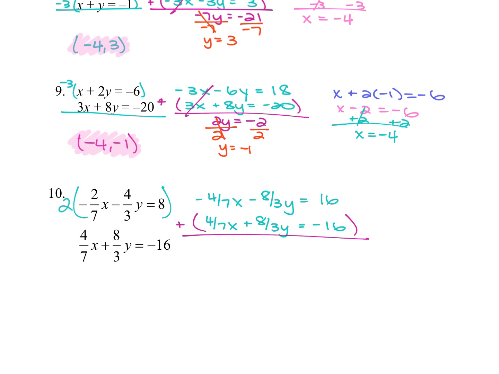We're going to add these. Your x's cancel, which gives you 0 on the left side because your y's cancel as well. Your 16s also cancel, which gives you 0 on the right side. You have 0 is equal to 0. This is a true statement. So because this is a true statement, your answer for something like this is infinitely many solutions.